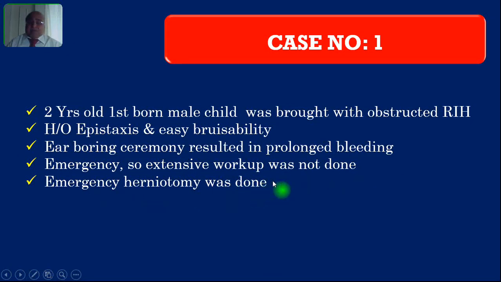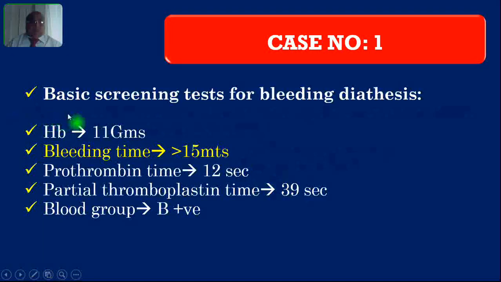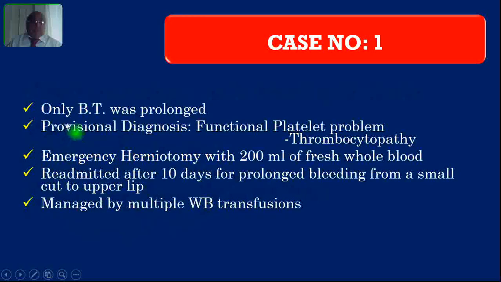Emergency herniotomy was done. The basic screening tests revealed hemoglobin 11 grams. Only the bleeding time is prolonged, 15 minutes. Prothrombin time and PTT are all normal. Blood group is B positive. So only BT, that is bleeding time, was prolonged. The provisional diagnosis is a functional platelet problem, that is thrombocytopathy. Emergency herniotomy was done with 200 ml of fresh whole blood.